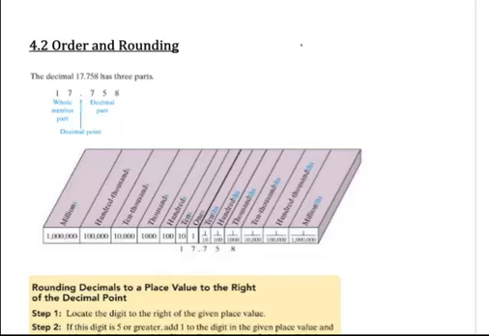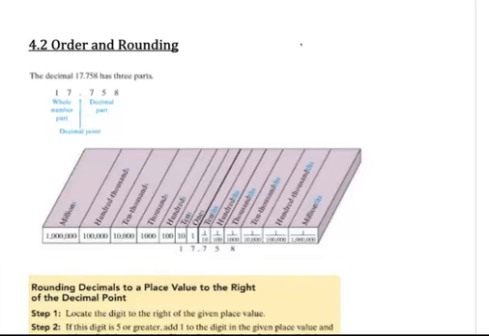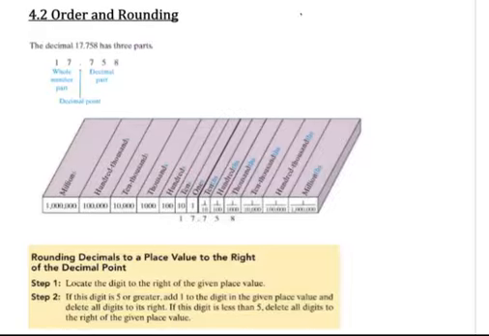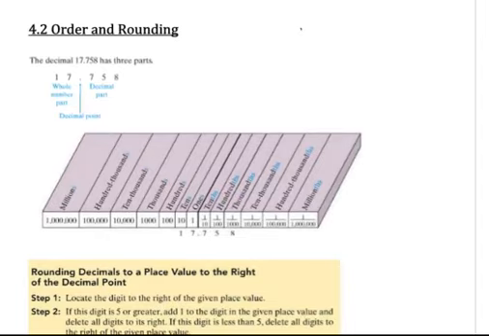All right, so for the next section that we have here, we're going to be covering 4.2, which is order and rounding. Let me fix that just a little bit so we can see it a little bit better. There we go. All right, so let's take a look.